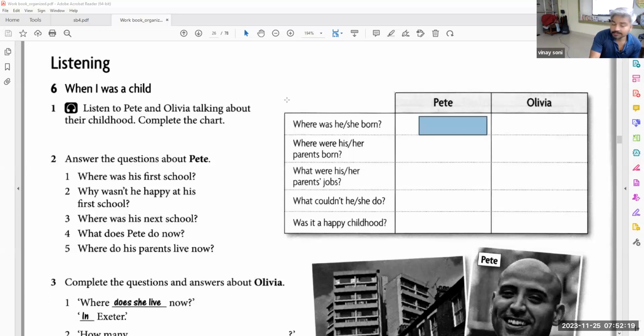Okay, so you listen. Tell me here. What should you write here? Here, take a look. Very good. Very nice. This sentence. Not by Pete London. Pete and what London? Pete was born in London. Very good. Very good.